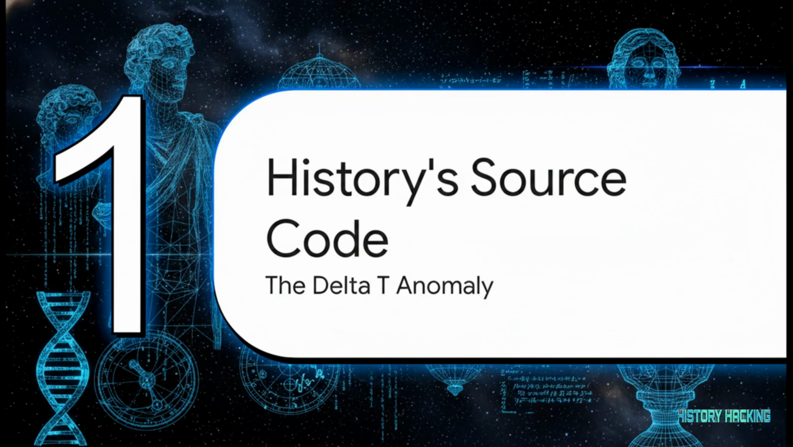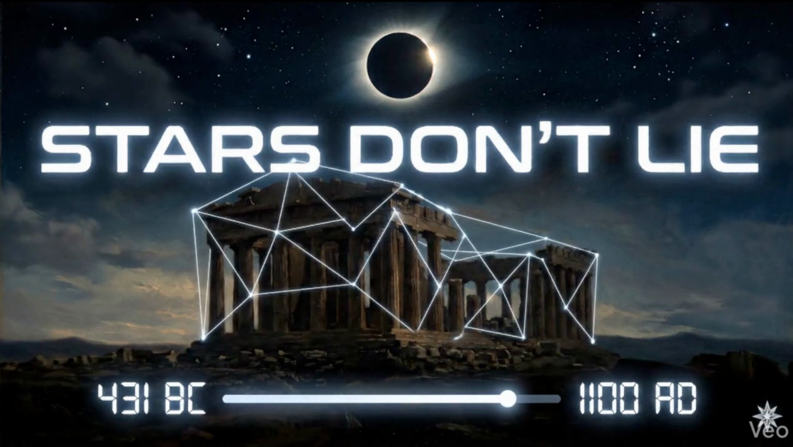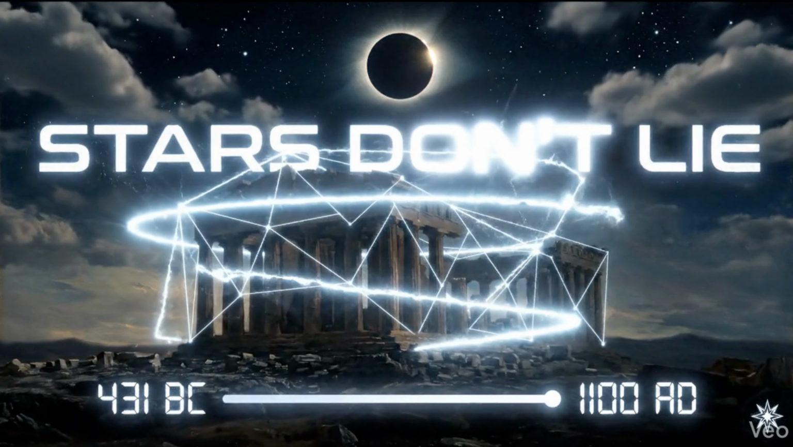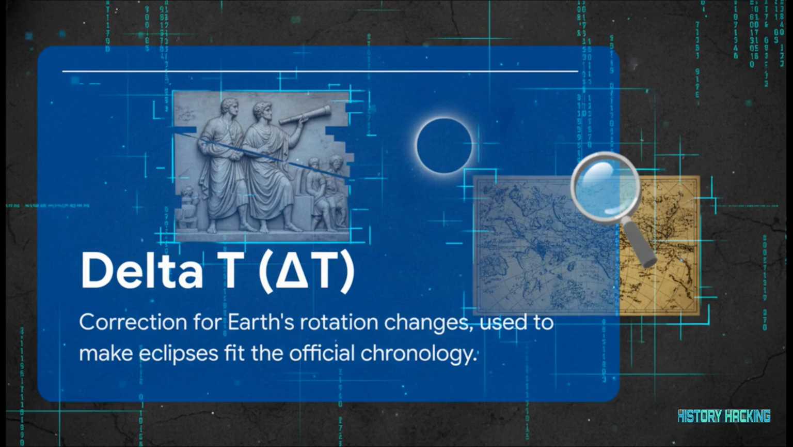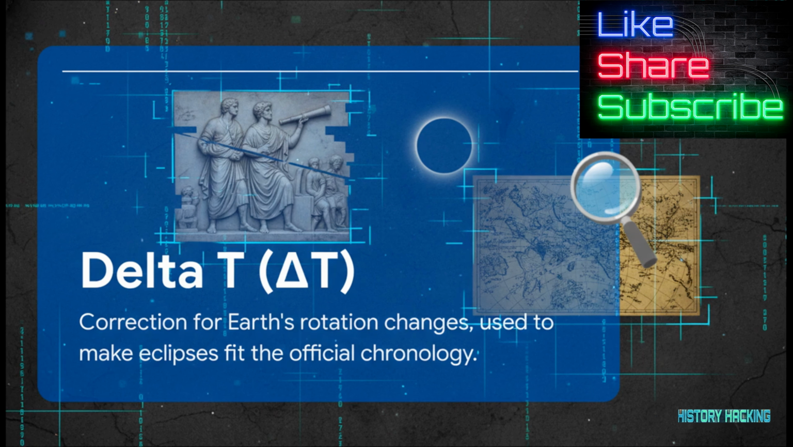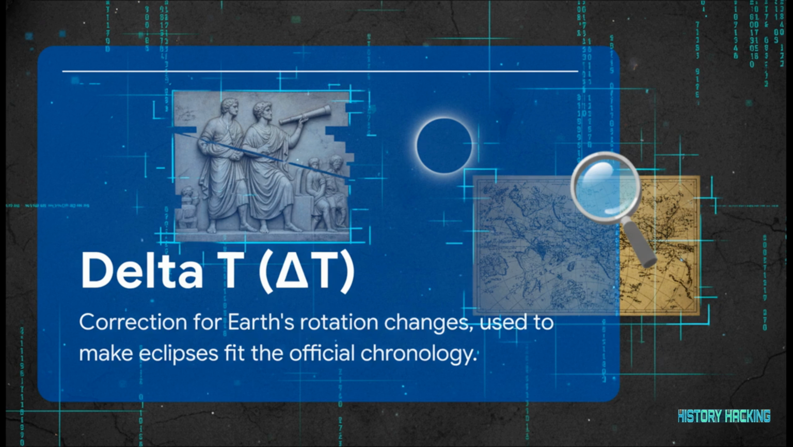All right, so let's pop the hood and audit that code. The moment we run modern calculations on their system, we hit a wall, a huge anomaly. It's a variable called delta t, and it's our first big clue that something is seriously wrong with the system. So what exactly is delta t? Well, in programming terms, it's a patch, a fudge factor. You see, the raw data from ancient eclipses just doesn't fit the official timeline. So scientists have to jam in this variable, which basically assumes the Earth's spin changed in all these weird, unpredictable ways, just to force the code to compile without errors.